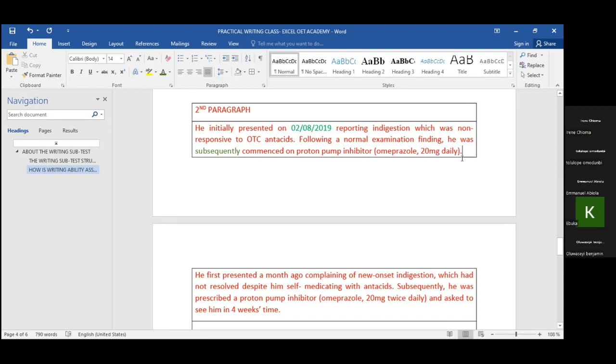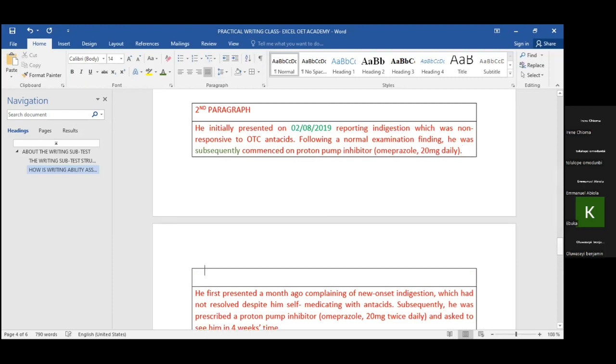So in OET writing, you might be given several prescriptions, and it's important that you know how to write them. And I said, whenever you're given a prescription that is more than 2, that means 3 and above, you separate them with what? What did I say in the last class? With a semicolon. So for example, let's say I have omeprazole. Just follow through. Let's have omeprazole 20 milligram, daily.